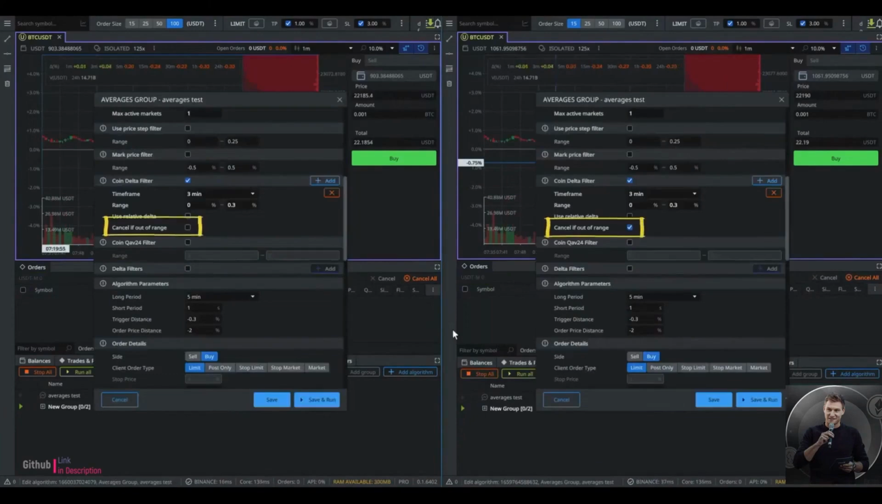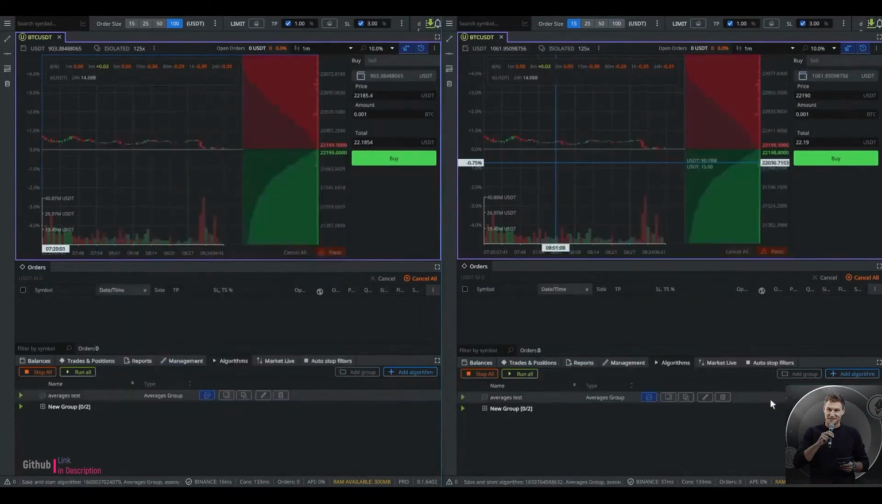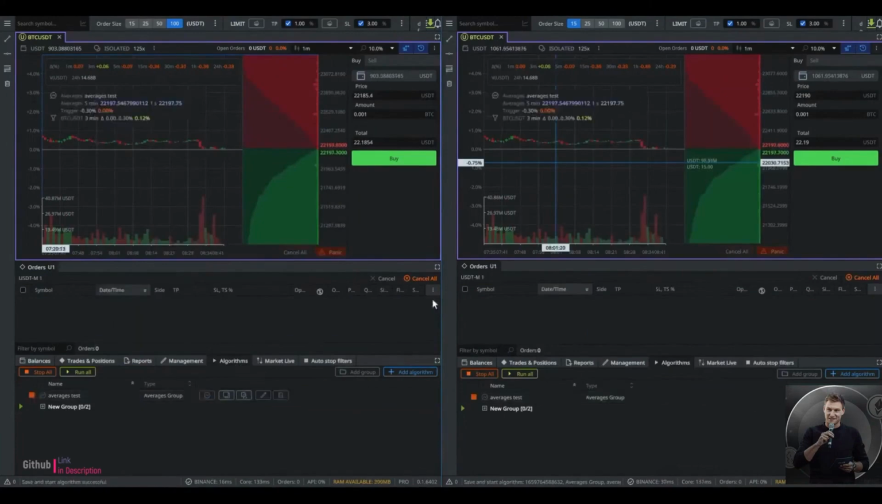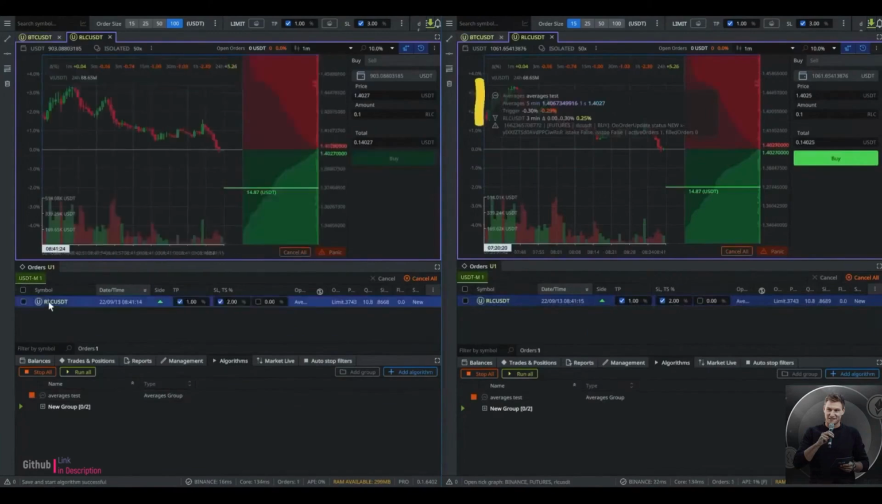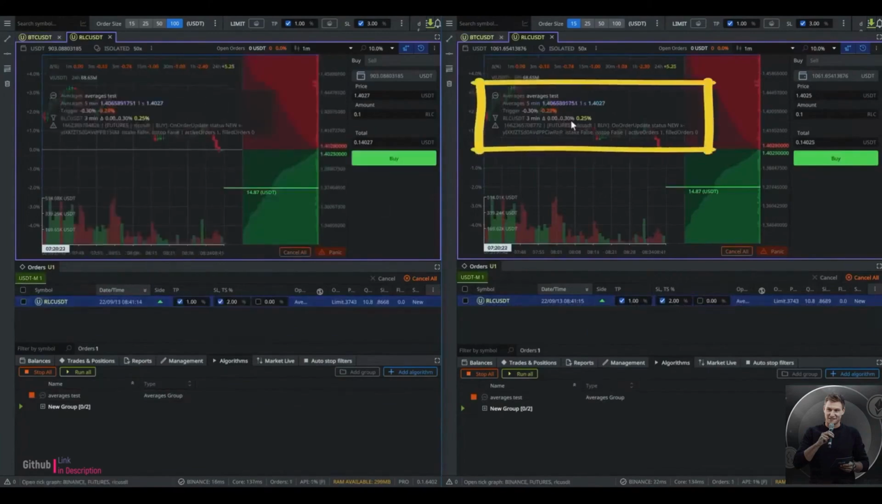The new option Cancel if out of range has been added to the delta filters. This option cancels the orders we set if the delta exceeds our set values. Also, for a better understanding of how the algorithm works, use the algorithm profiling. It shows us the parameters set in the algorithm such as long and short period, trigger distance and delta filters if we use them.